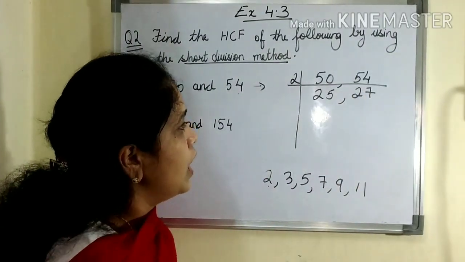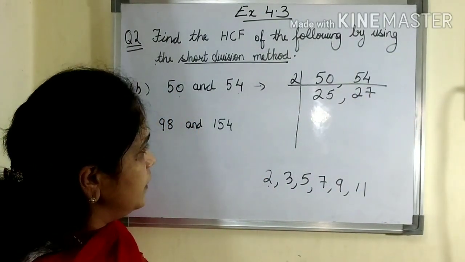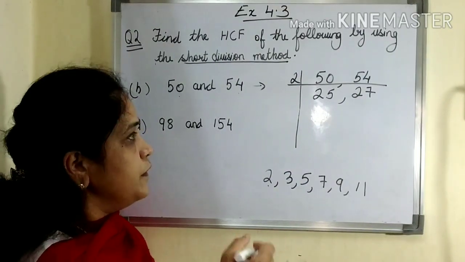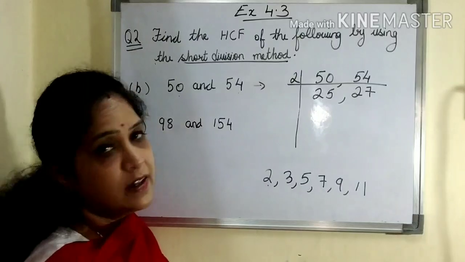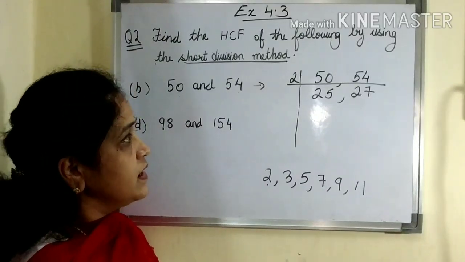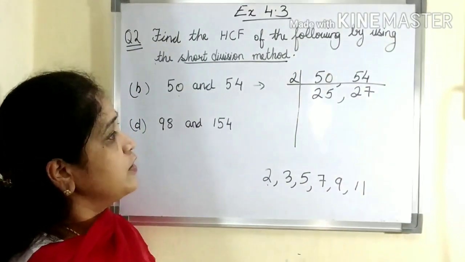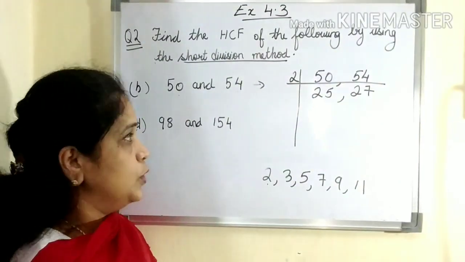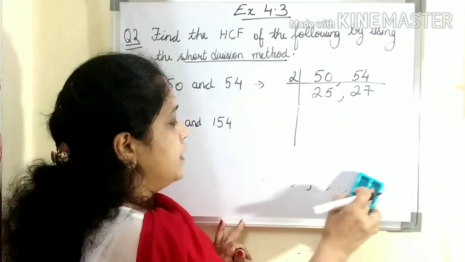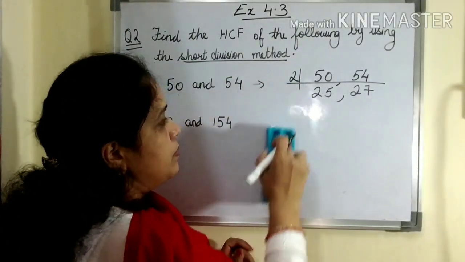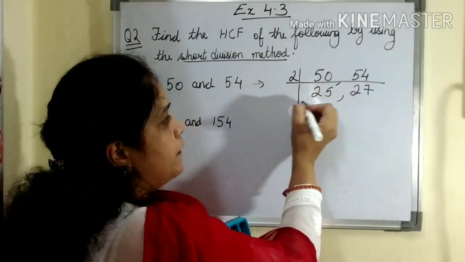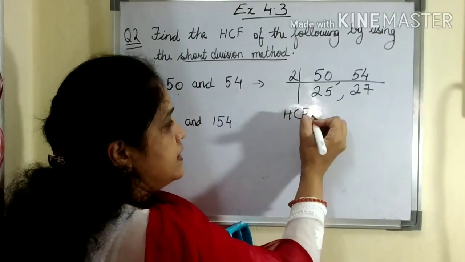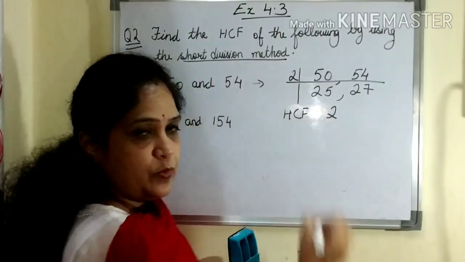Okay. Now will it go by any other number? Any prime number which divides both 25 and 27? Is there any prime number which divides both 25 and 27? Can you find? No. So we will leave it here. There is no prime number which divides both 25 and 27. So its HCF, what will it be? HCF will be 2.